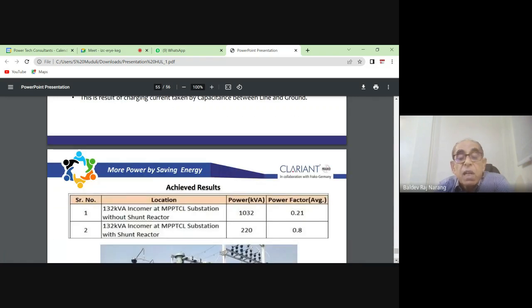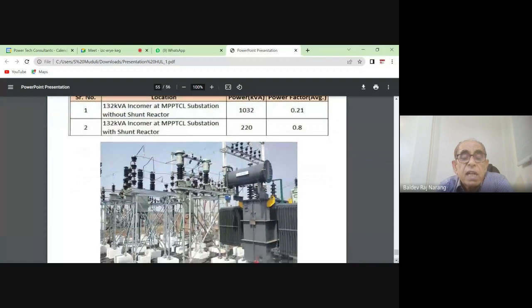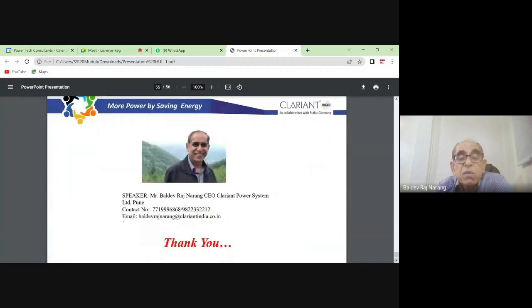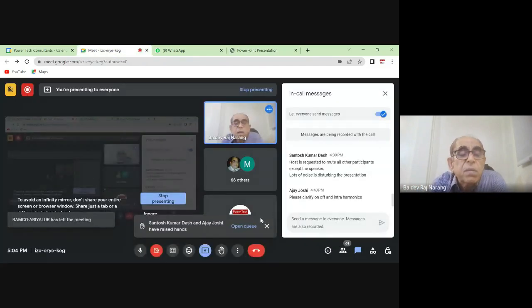So I think this was the last slide. Next. Yeah. So this is the actual system that is shown. Shunt reactor and SVG is indoor. And all this earthing and everything was shown there. So now we can discuss some questions, whatever people have.